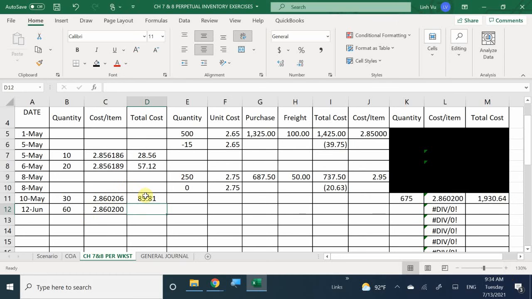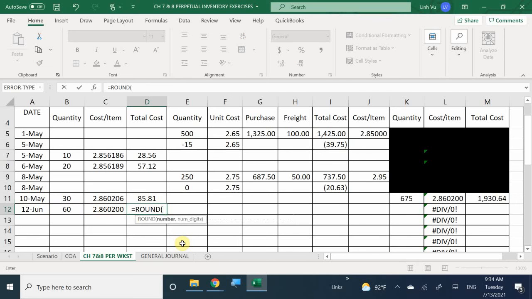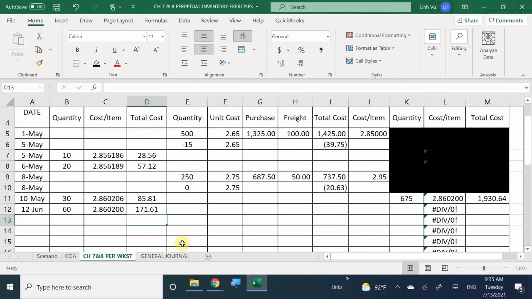$286.02. I got 20.97. No. Okay, let's do that again. So, we sold 60 mugs, right? At 2.8602... 171.61. Okay, good.